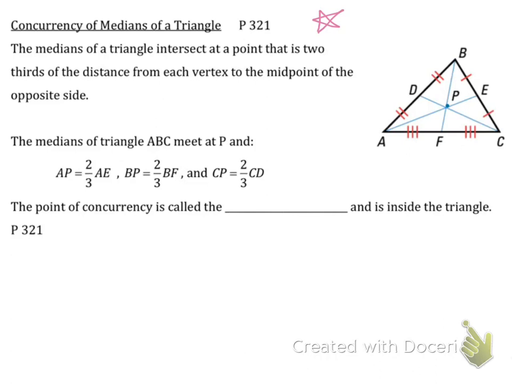There's a certain relationship that's happening there. So it says the medians of a triangle intersect at a point that is 2/3, this is huge, 2/3 of the distance from, again, each vertex to the midpoint of the opposite side. Okay, so the medians intersect at a point that is 2/3 of the distance from each vertex. So let's start with B. So from each vertex, then go to the opposite side.